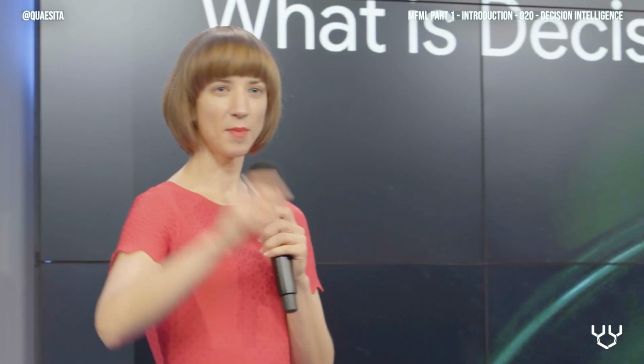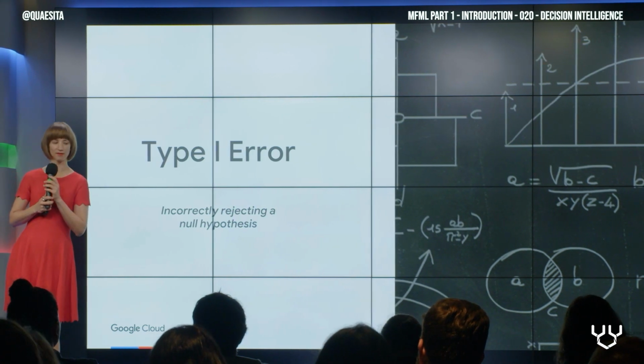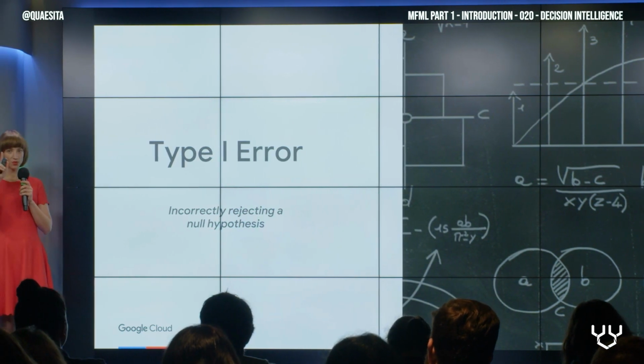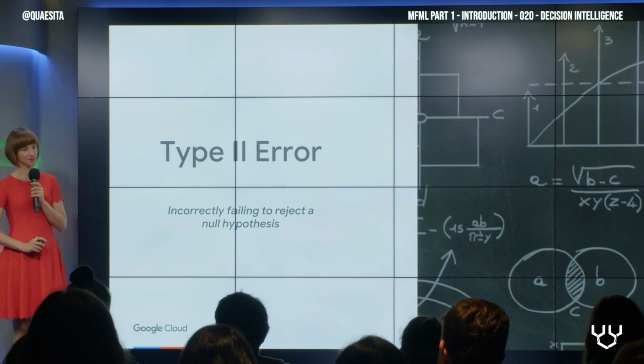And before we go there, you told me you took stats courses. Let's do a quick review of stats. Remember the errors in statistics. Type 1 error. What is type 1 error? Incorrectly rejecting a null hypothesis. What is type 2 error? Incorrectly not rejecting a null hypothesis.